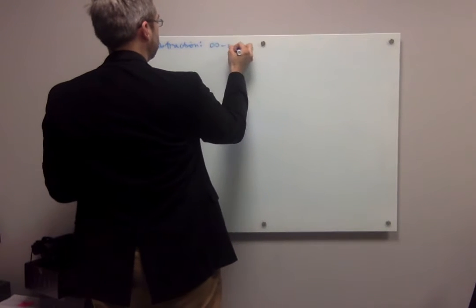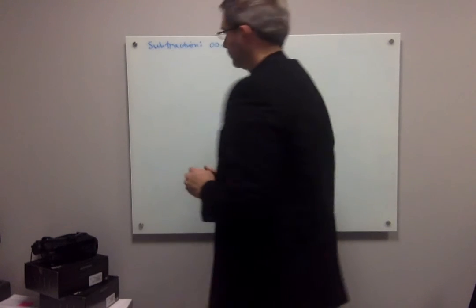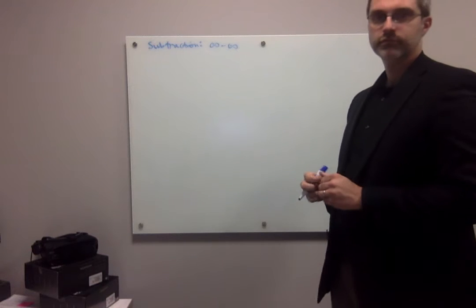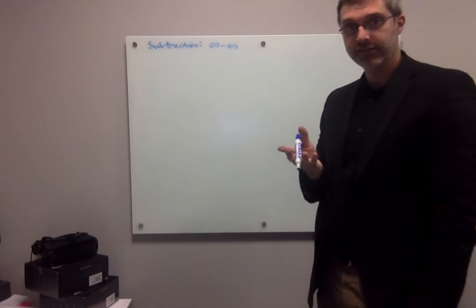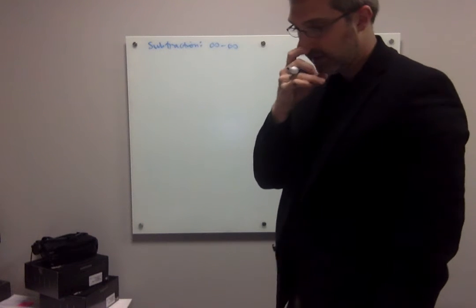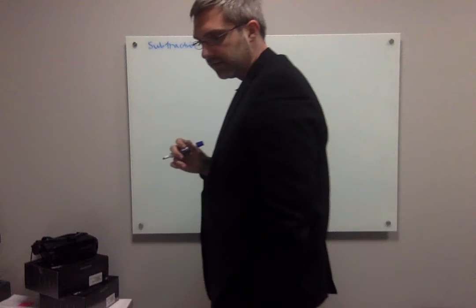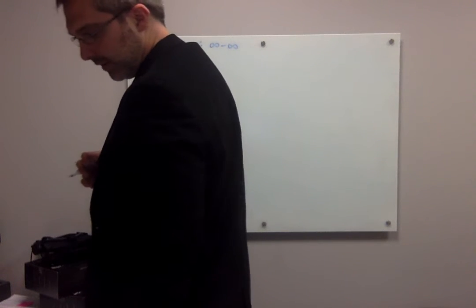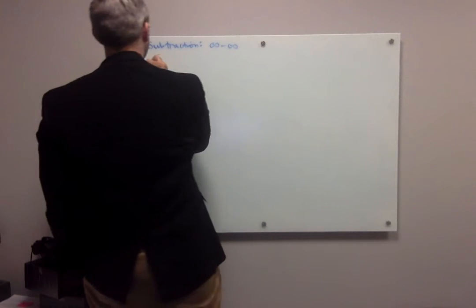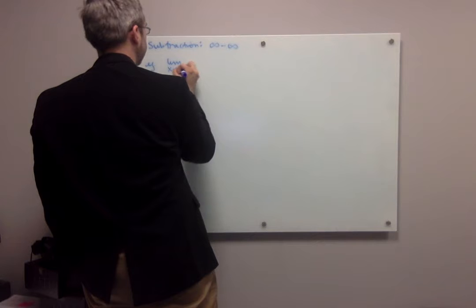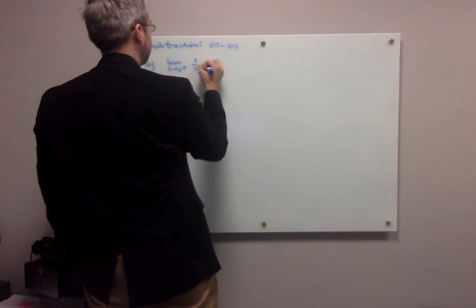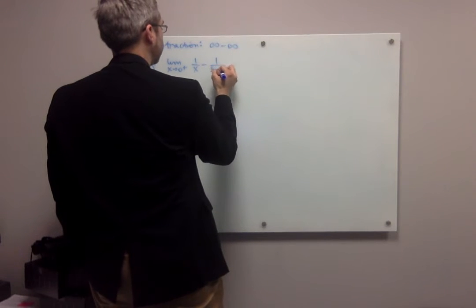So the subtraction indeterminate form is infinity minus infinity. And so let's look at two examples here. Let's first look at the limit as x goes to 0 from the right of 1 over x minus 1 over sine x.